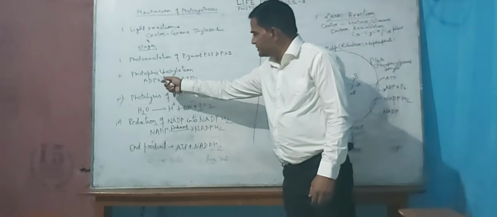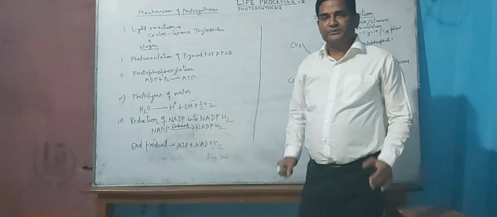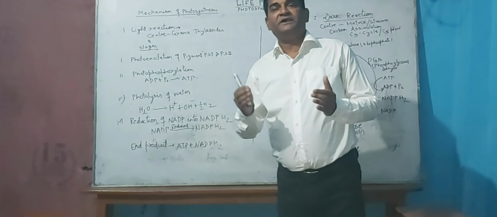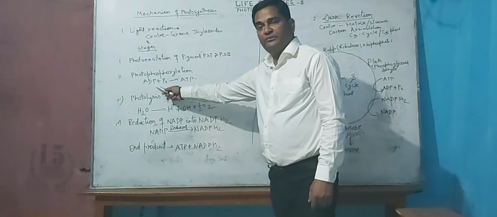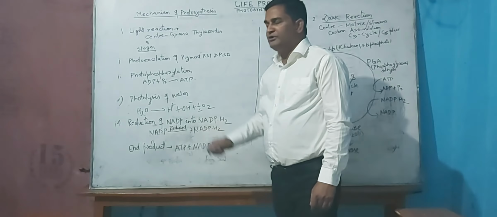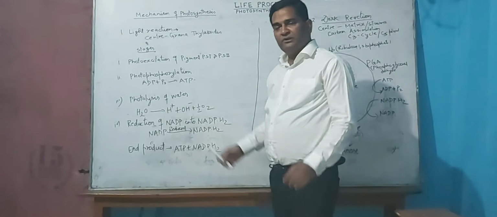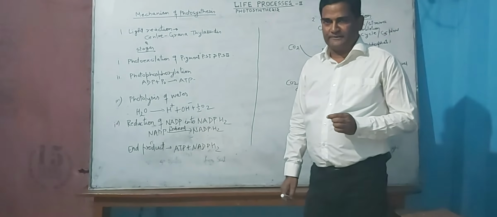Secondly, photophosphorylation. Photophosphorylation means the formation of ATP in presence of sunlight. It means when one molecule of ADP combines with inorganic phosphate, it forms ATP. This is the energy currency of the cell.